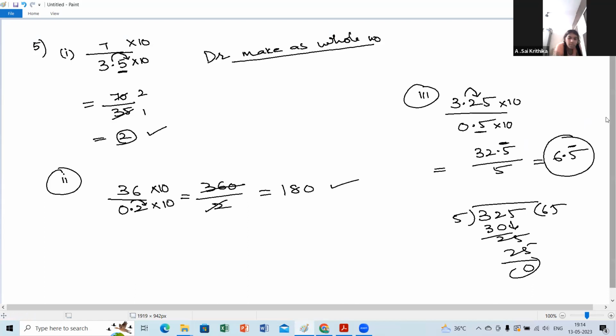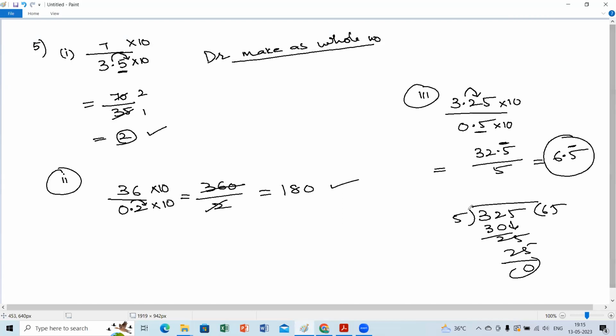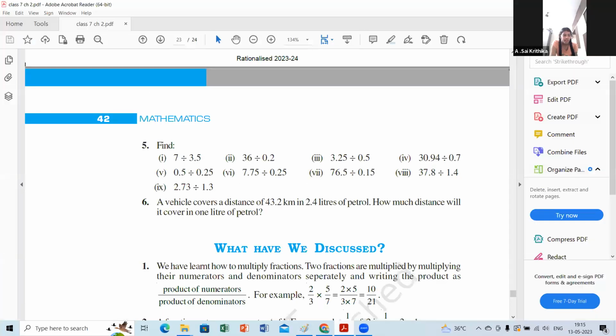Any doubt? Ma'am, I got the answer. Ma'am, but I did it in another way. Anyway, the answer is the same, right? Yes, ma'am, I got the same answer, but I did it in a different way. What I did is I directly removed the point in 3.25 and then multiplied it, then put the point so that it will be easy. Good. Make the denominator a whole number. That's the only thing you need to remember.